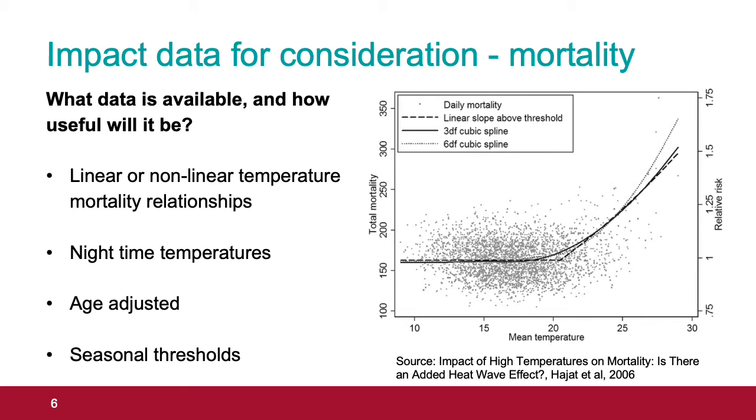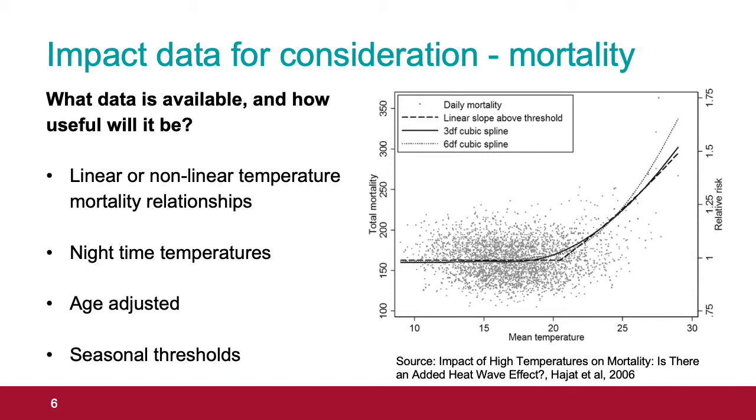Another consideration is nighttime temperatures. So we know that respite from high overnight temperatures appears to play an important role. Evidence from the UK and London specifically suggests that high nighttime temperatures are particularly important in the 0 to 65 age group.